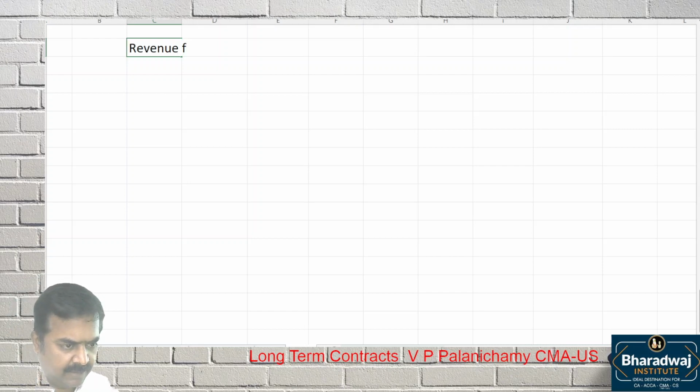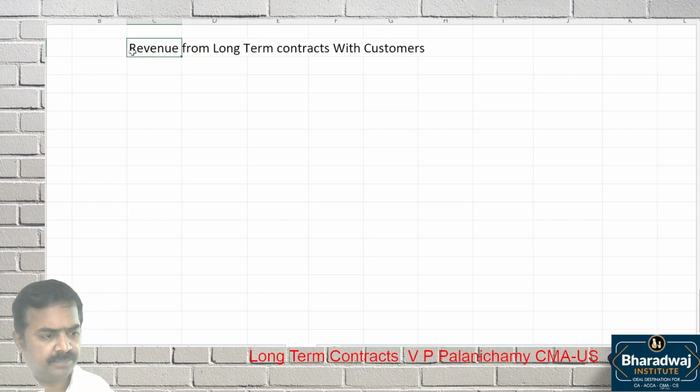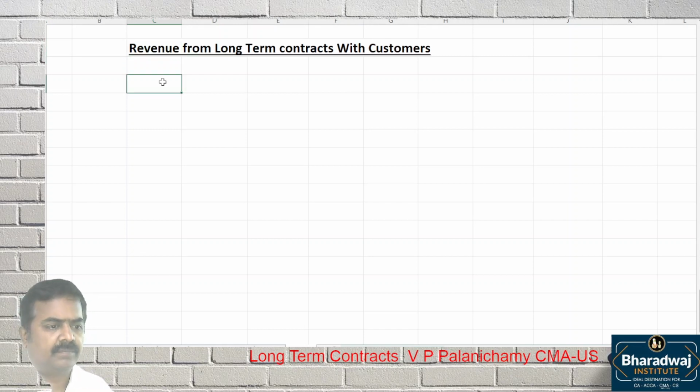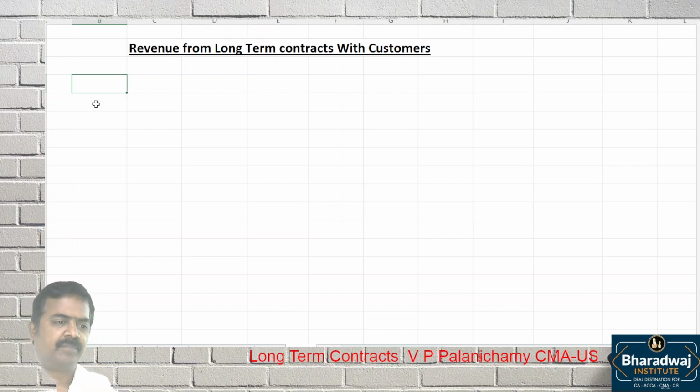Revenue from long-term contracts with customers. Let me take an example and explain so that you will understand in a better way. Revenue from long-term contract with which one? Customers. Let us assume A Incorporation is a construction company. It signed a long-term contract.